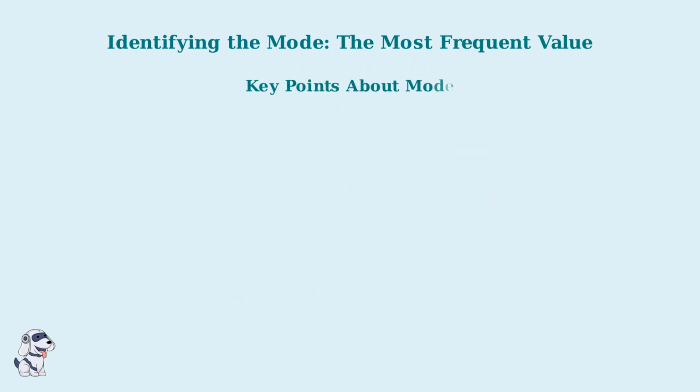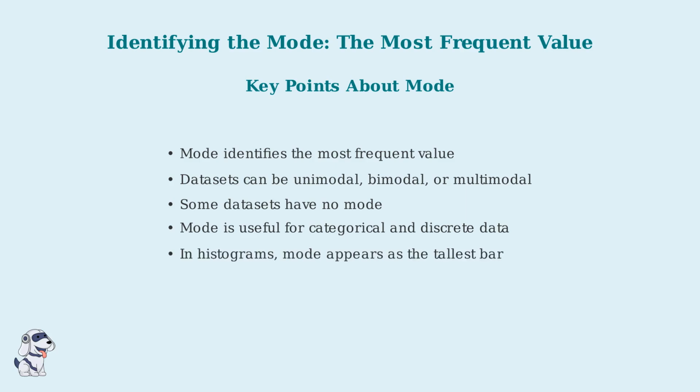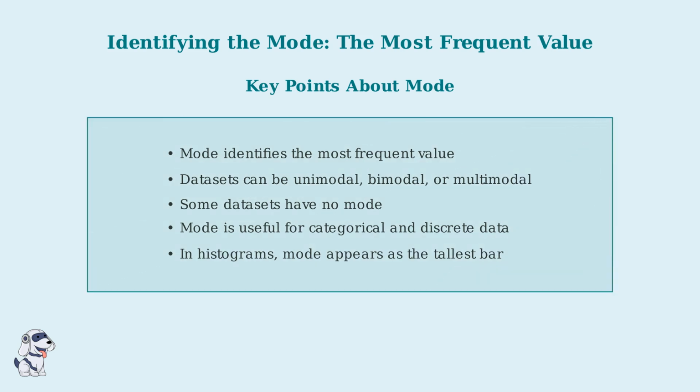To summarize the key points about mode, it identifies the most frequent value in a dataset. Datasets can have 1, multiple, or no modes, and the mode is particularly useful for analyzing categorical and discrete data. In visual representations, the mode corresponds to the highest peak or tallest bar. Understanding the mode helps us identify patterns in data and is an essential tool for statistical analysis, especially when dealing with categorical variables or when we want to know the most common occurrence in our dataset.